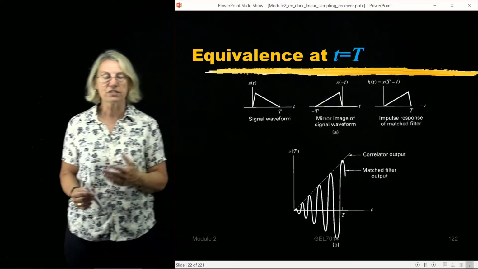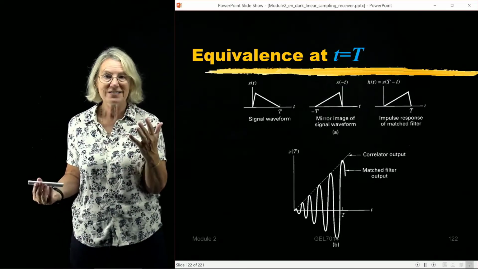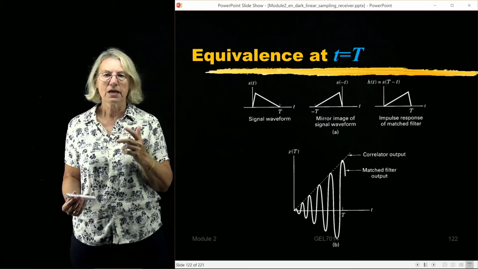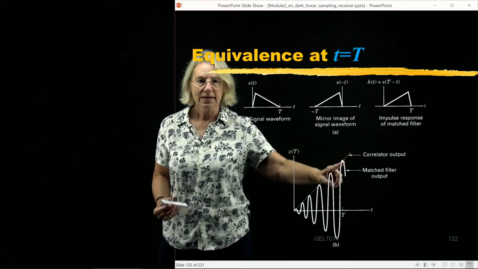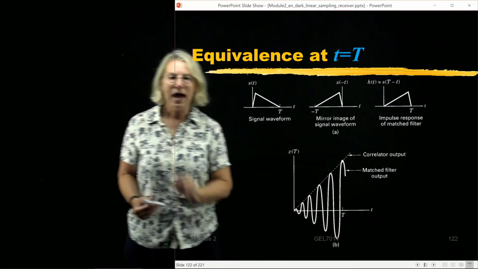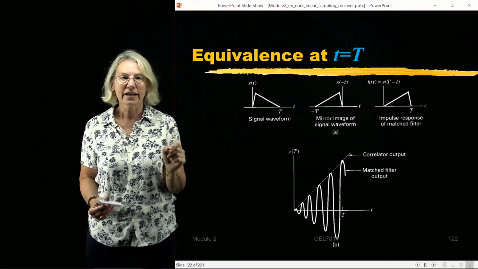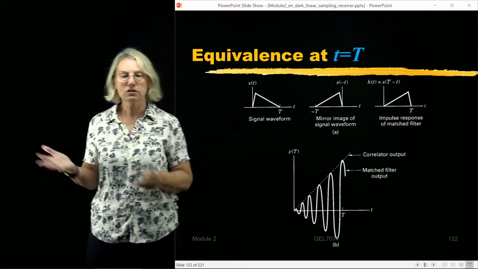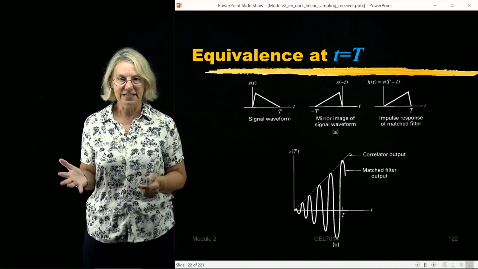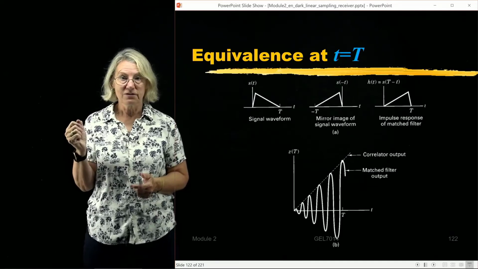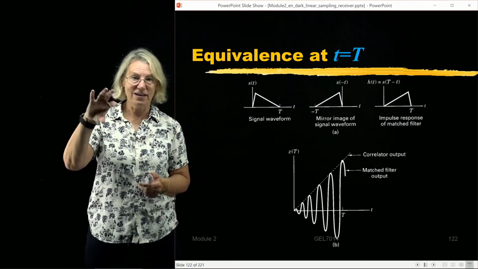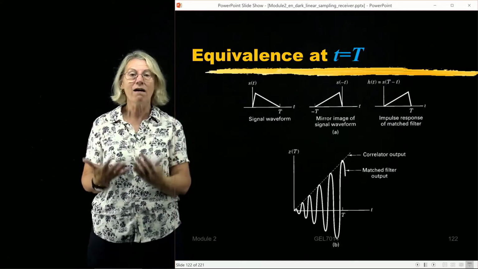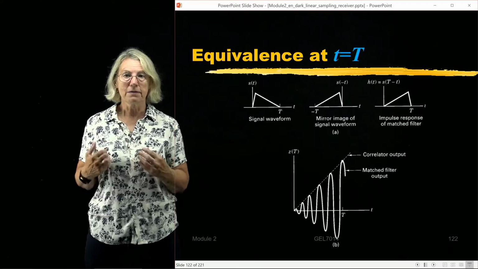The matched filter output is a time-varying signal coming out of my filter, but then I sample it at a certain time. Sampling it at that time gives me the same output as running a correlator whose integration is over that same time interval. So matched filter and correlator are essentially the same idea. When I implement them, it's different: one uses a multiplier and then an integrator, and the other a filter and then a sample. So the hardware could be different in these two solutions, but mathematically they give the same result.